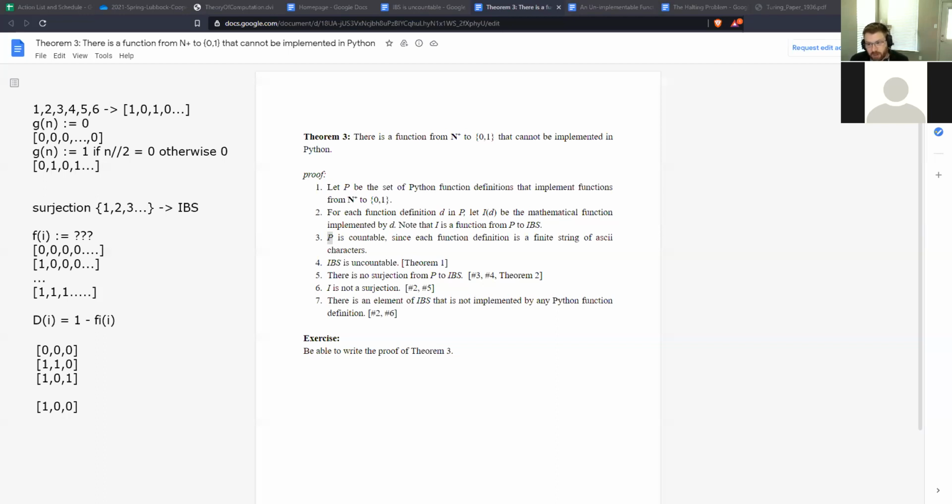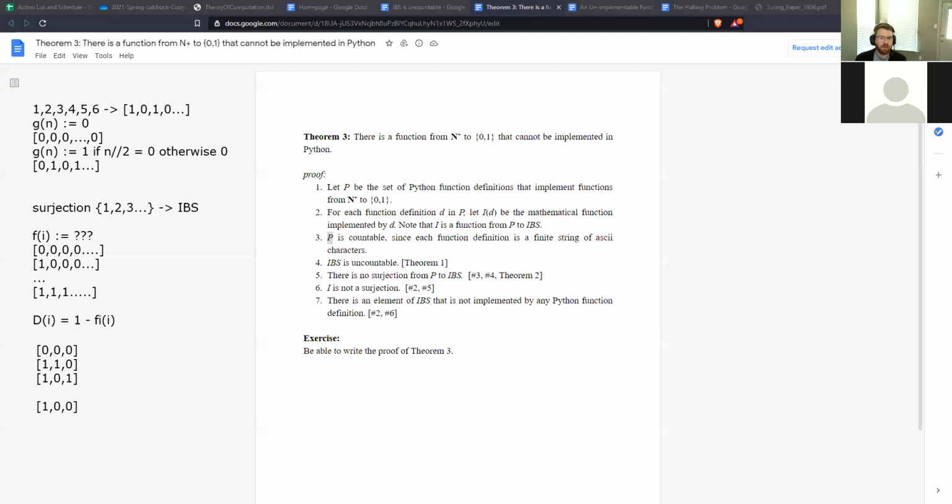Now, P, I never said that P is a finite collection. So let's say that P can be an infinite collection, but everything inside of P is countable. Moreover, it's finite. Meaning, pick a size, let's call it n. That is the maximum number of characters you can have in a function definition. That means every entry in P has size at most n.